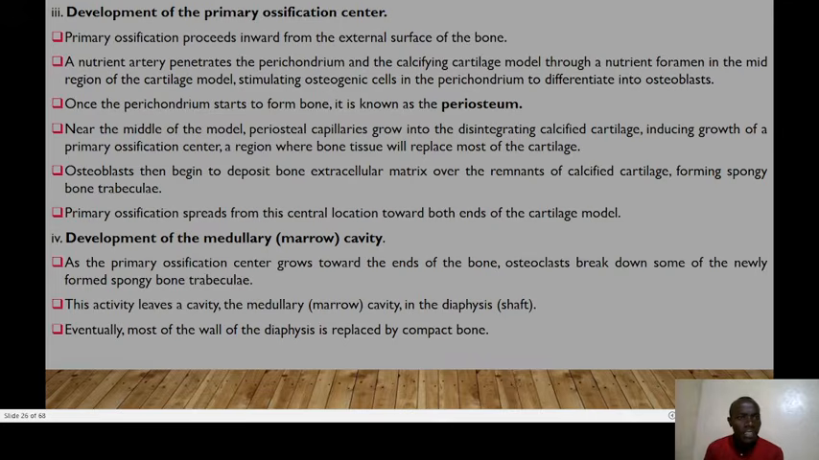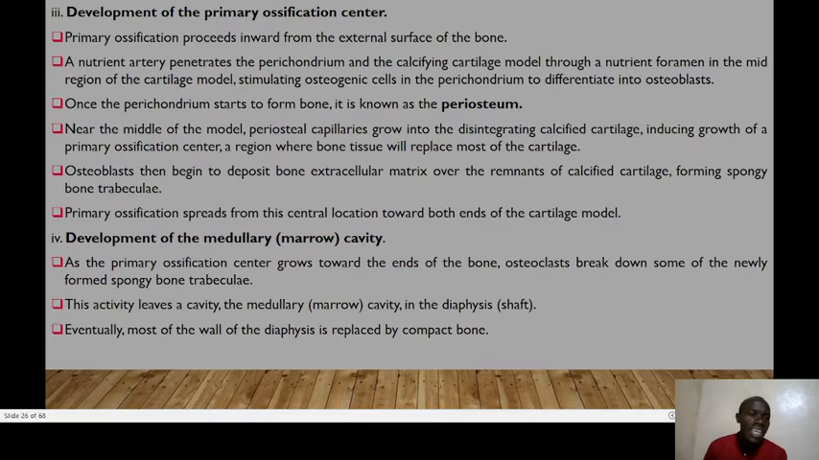Primary ossification proceeds inward from the external surface of the bone. A nutrient artery will penetrate the perichondrium and the calcifying cartilage model through the nutrient foramen in the mid region of the cartilage model. This stimulates osteogenic cells in the perichondrium to differentiate into osteoblasts. Once the perichondrium starts to form bone, it is known as the periosteum.